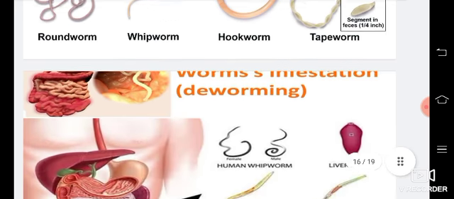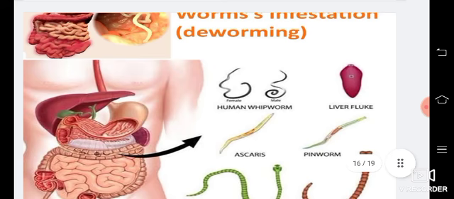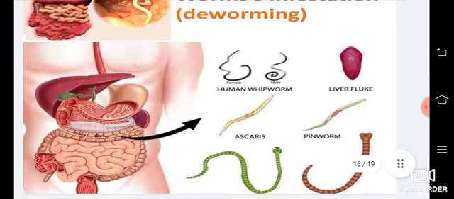For example, look at this picture, it is worm infestation. We have to take an albendazole tablet. Usually when you go to the doctor because of worm infestation, they prescribe albendazole. Every 6 months you have to take albendazole to deworm. Deworm means you have to remove the worms from your digestive system. Look at this picture. This is how it looks inside our intestine.